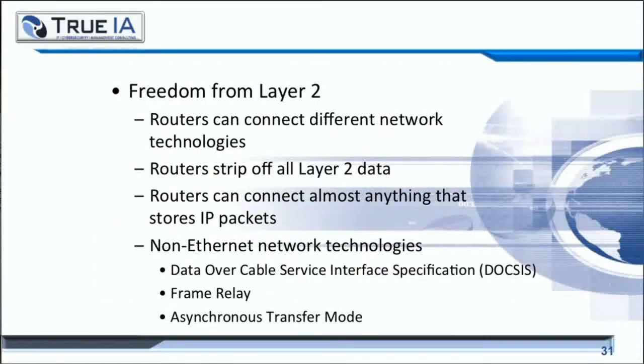So as I mentioned, routers operate at layer 3. There is a relative freedom from the layer 2 confines. Routers connect different network technologies, and the only way to do this is they have to strip off all layer 2 data. Being free from the layer 2 confines means that routers can connect almost anything that stores an IP packet, even non-Ethernet network technologies like frame relay and ATM.